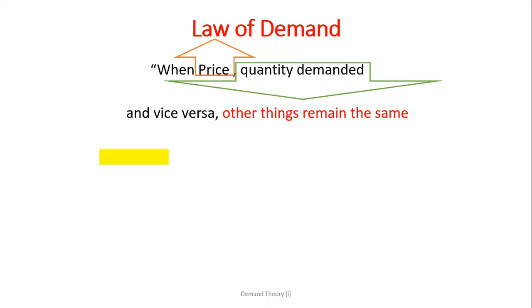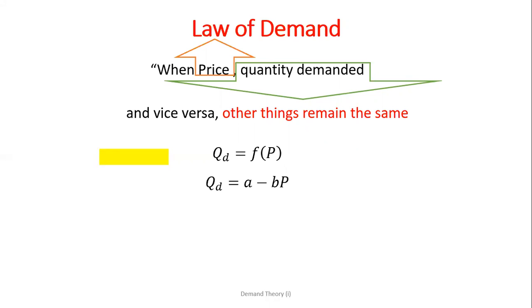So, according to law of demand, we can write it as quantity demanded is a function of price, and mathematically we can express this as QD = A - BP. Here, the minus sign shows the negative relationship between quantity demanded and price, while B is the slope of demand curve, or it represents how much the quantity demanded will change with a change of 1 unit in price.